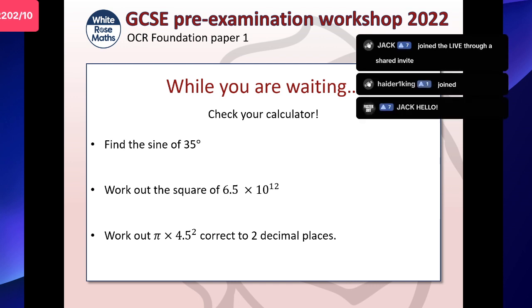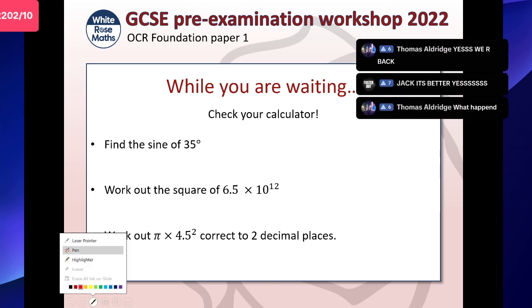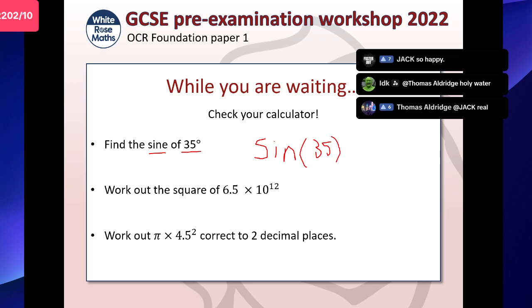Okay, so using the calculator here. Sine of 35. So you'd enter sin, brackets, 35, and then if you press brackets close, press equals, and then you'll get an answer. Right, the next one. Does anyone have an answer for this one? Because I haven't actually got my calculator on me today.